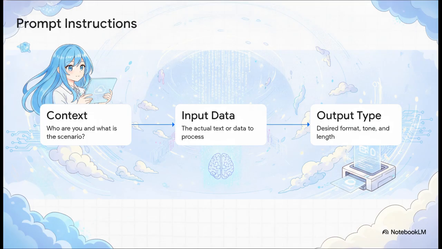Second, supply the input data clearly. A pro tip here is to wrap the text you want processed in quotes. And third, define the output indicator. Tell it exactly what the final product needs to look like. For example, provide a 2 to 3 sentence summary in a professional tone.